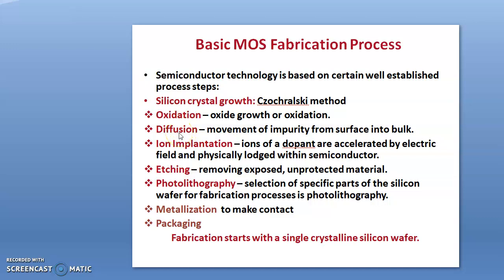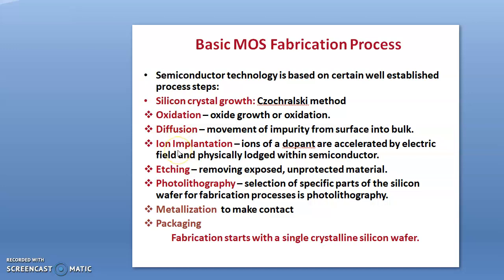So, diffusion. Diffusion is a process of movement of impurities from higher concentration to lower concentration, and it is mainly used for doping the impurities. We use this diffusion process for forming the source and drain terminals.